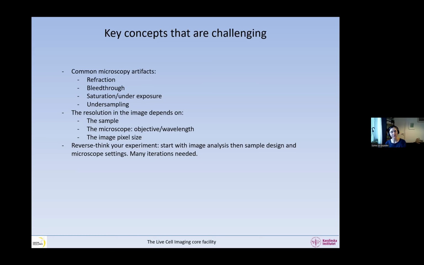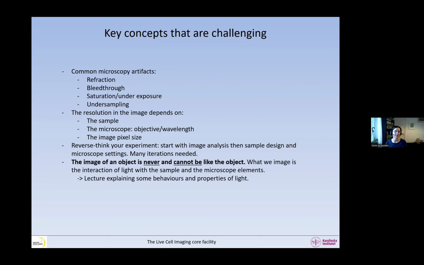So you start with your image analysis, thinking image analysis, and then you design the sample accordingly. And of course, within the constraint of your sample, you cannot do just plain anything with your sample. And then you design the microscope settings in between. Most of the time, you will need several iterations of this. So you do not run the whole experiment and acquire all the images and then think about image analysis. So these are really important things to consider in microscopy.